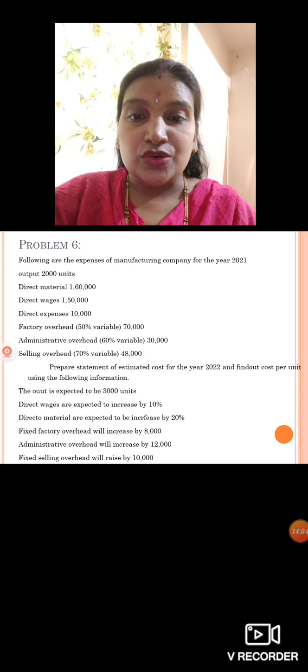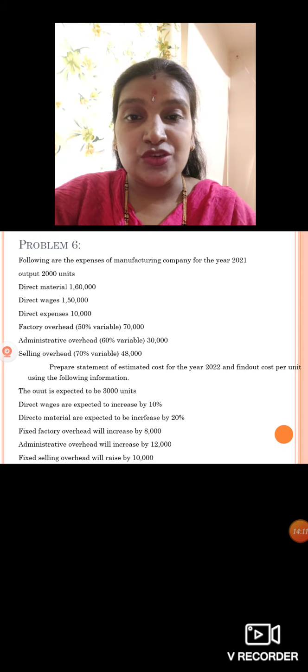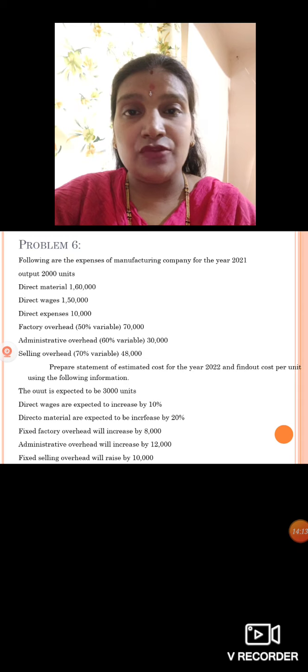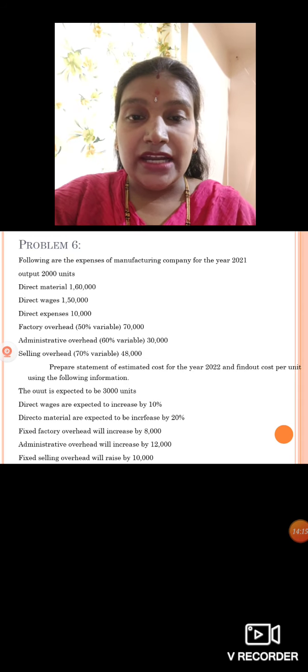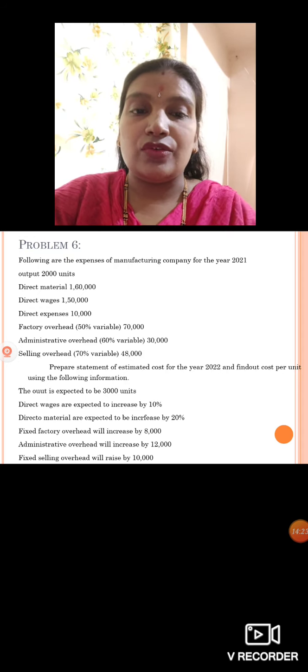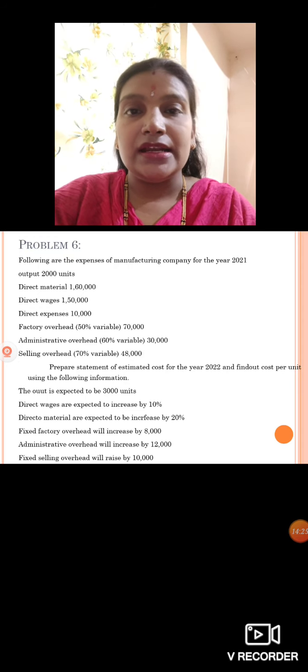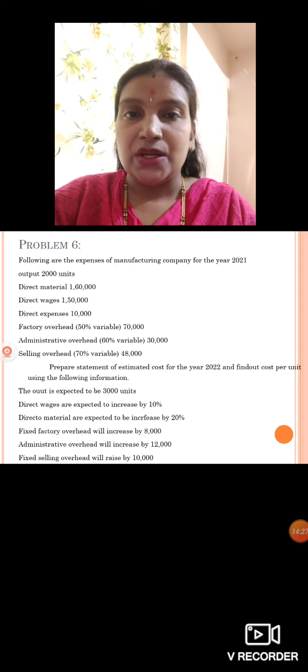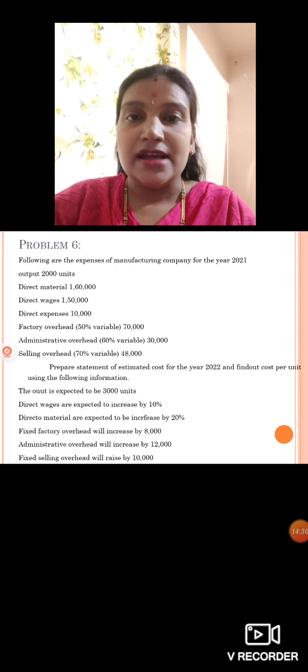Then administration overhead, 12,000. For fixed administration overhead you should add 12,000 here, because administration overhead you have 60% variable here, 40% fixed. For that you should add 12,000. Okay, for fixed overhead. Then fixed selling overhead you have an increase, it is 10,000. Okay, for fixed selling you are going to add 10,000. Then you are going to divide it by 3,000. Solve this and let me know the answer of it.